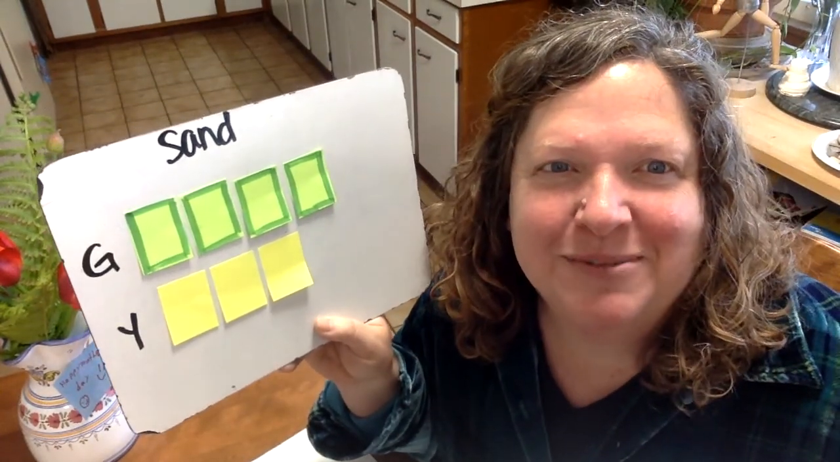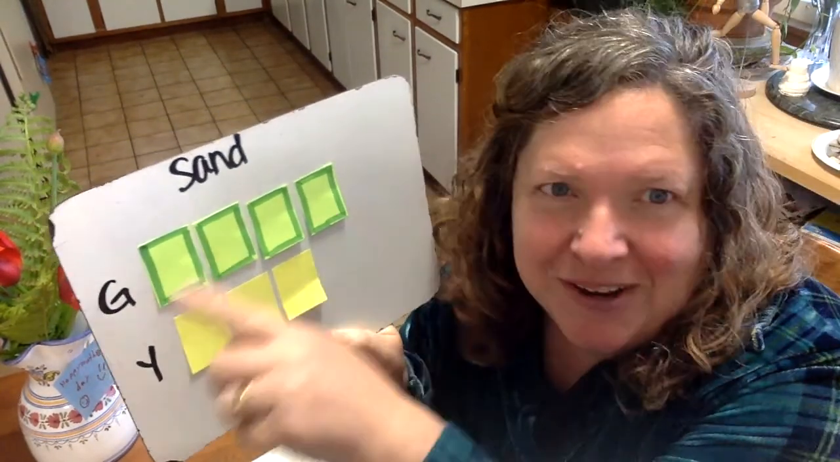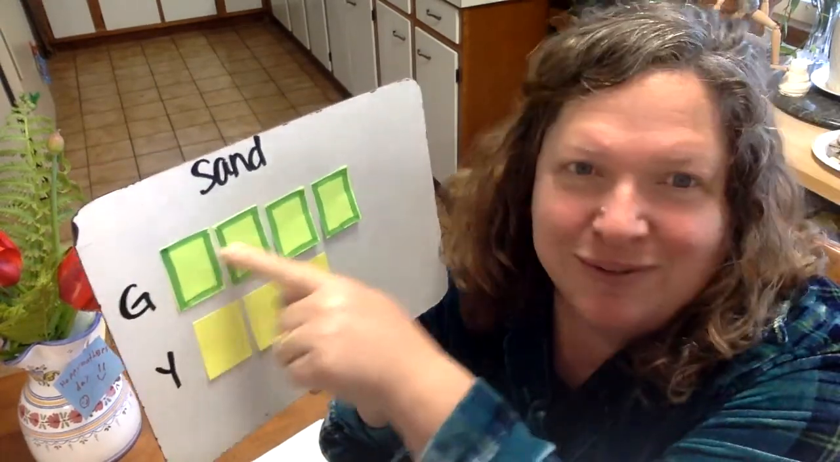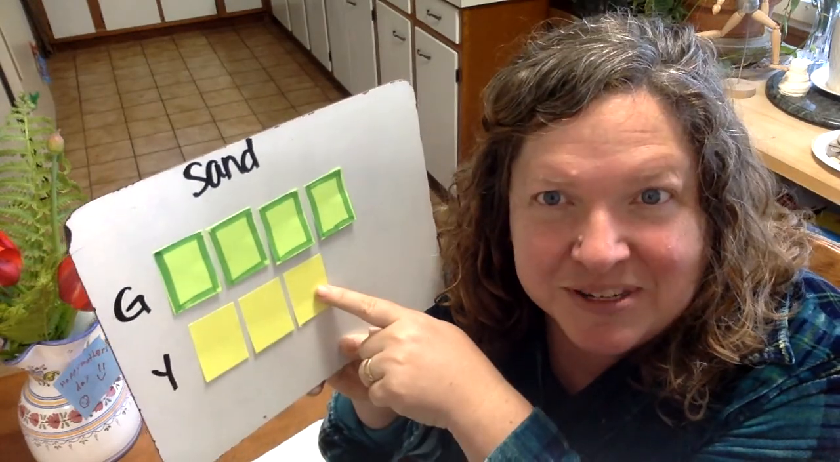Okay, I just outlined it with green and it's showing up better. So these are green, actually. Sorry about that, just not showing up very good. And these are yellow. So he has 4 parts green sand and 3 parts yellow sand.